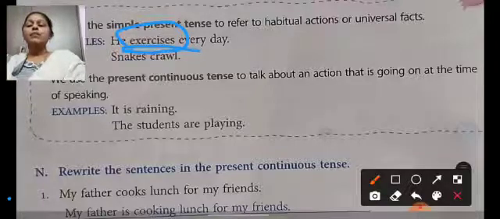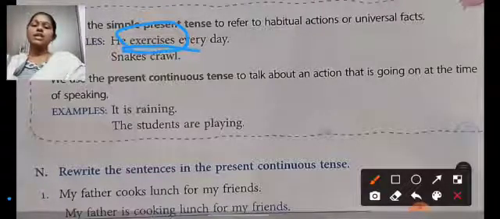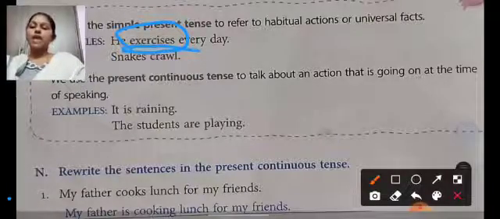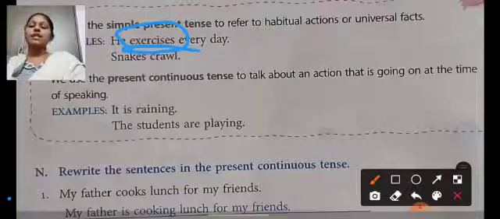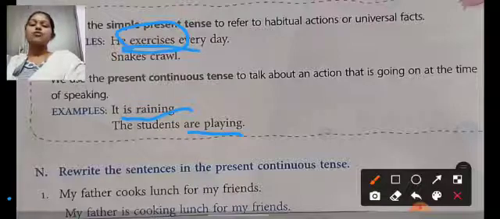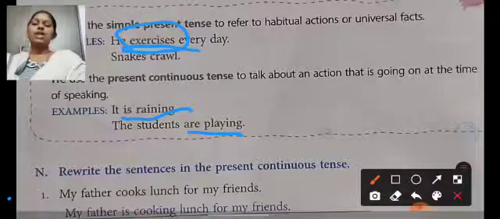Okay, and present continuous tense. Present continuous tense is used to talk about an action that is going on at the time of speaking. Now what am I doing? I am teaching you tenses. So it is used to refer to the actions that are going on at the time of speaking. Now it is raining. The students are playing. So we use this with is, am, are plus verb plus ing form. So is raining is the verb used in present continuous. Are playing is the verb used in present continuous.